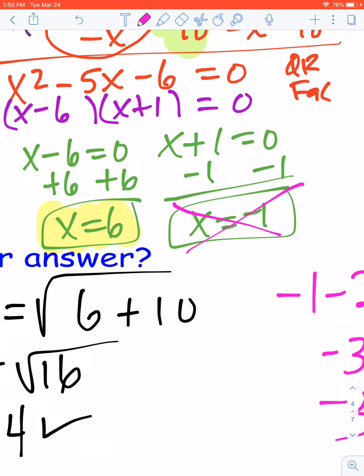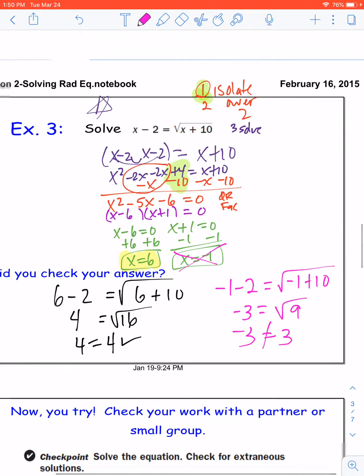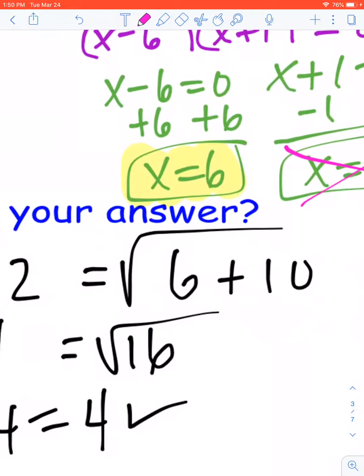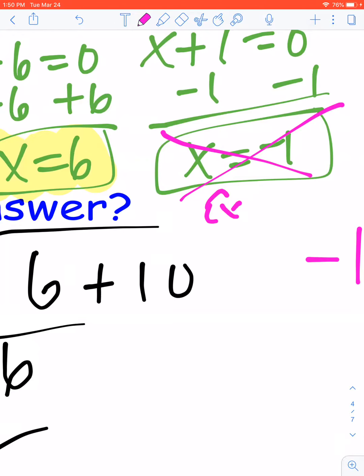So friends, this problem only had one answer. And when kids ask me how I'm going to know, you don't. I don't care if you're an Algebra 2 kid. I don't care if you're an honors kid. You have to check your answer. If there was a shorter way to do it, I promise I would teach it. So the final answer to this problem is just x equals 6. We call x equals -1 an extraneous solution.